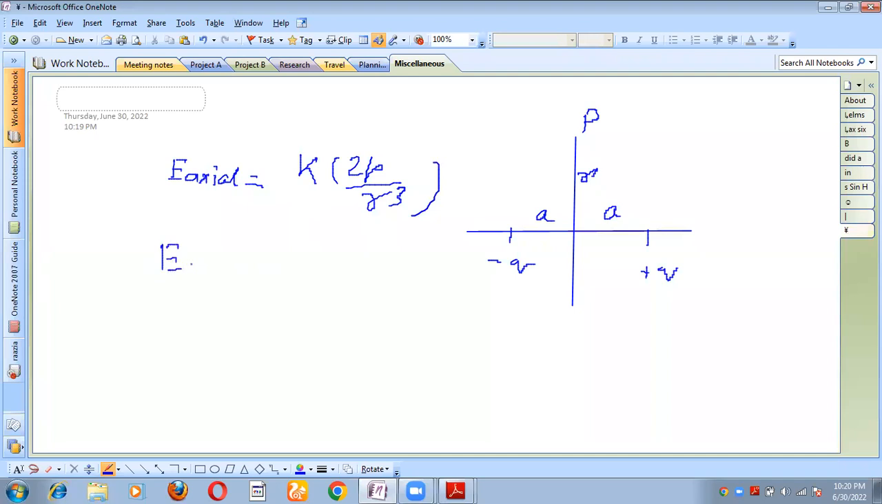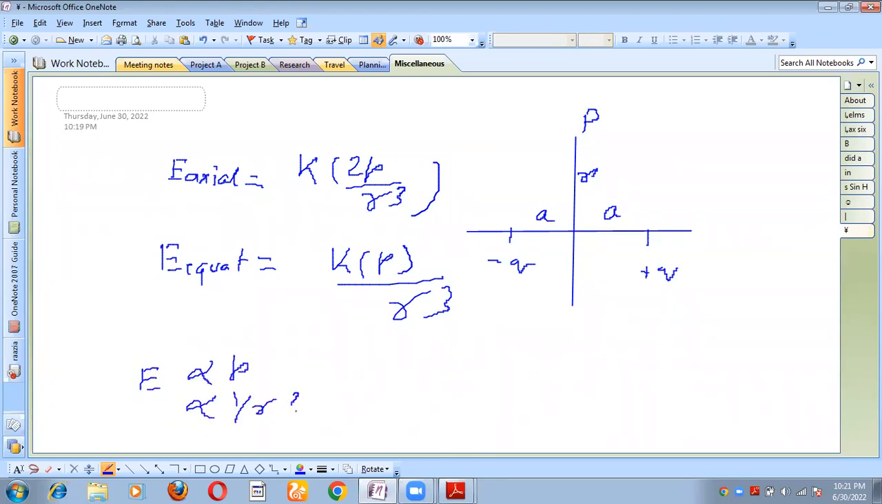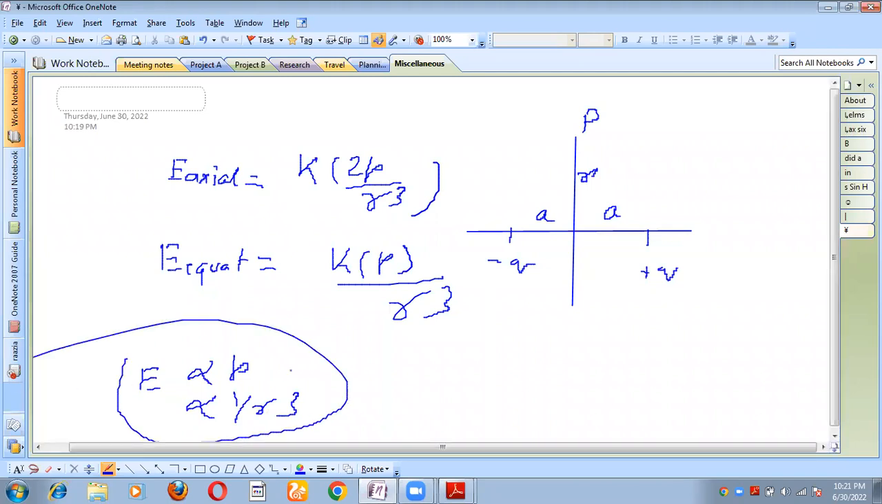And what is the electric field at the equatorial point? KP by R cube. So you can see the electric field is proportional to P and inversely proportional to R cube. This is your answer. So only you have to remember the formula. The electric field is 1 by 4 pi epsilon naught, or K, into 2P by R cube, or K into P by R cube. All of us know this formula.